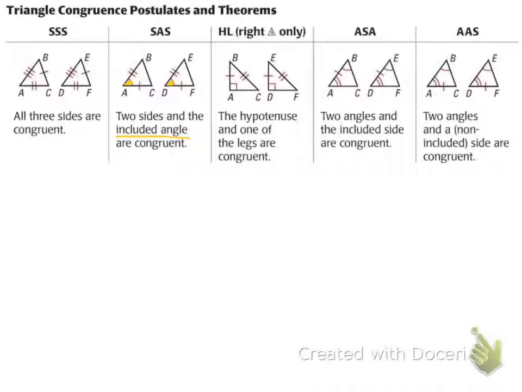Our third one is hypotenuse, leg, or HL, and this only works in right triangles. Now, if we went angle, side, side, that would be a way to identify it, but we're not going to do that. It has to be a right triangle. And to make it easier to remember that it has to be a right triangle, we say hypotenuse, leg. Remember the hypotenuse in a right triangle is the side opposite the right angle, and the other 2 sides are what we call the legs.